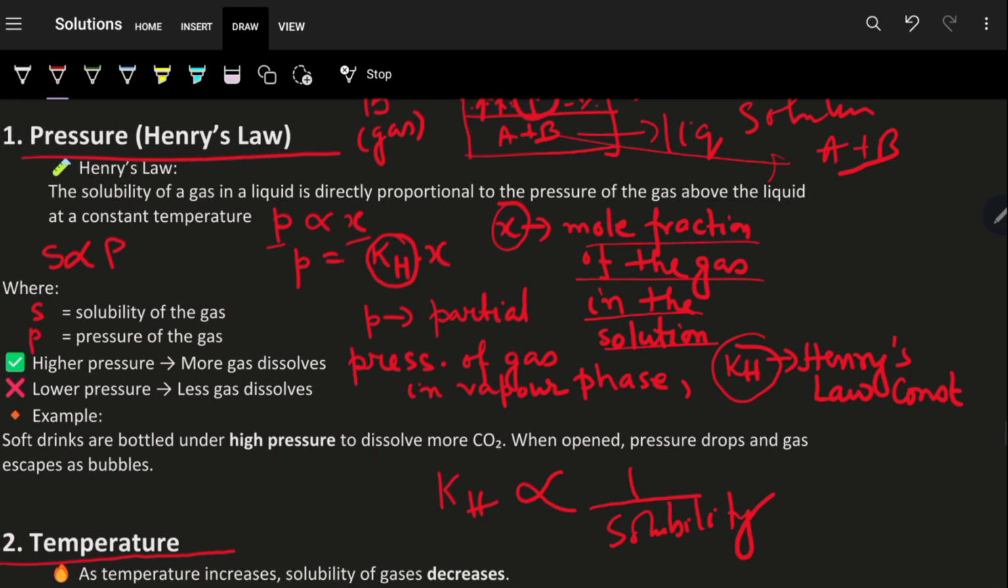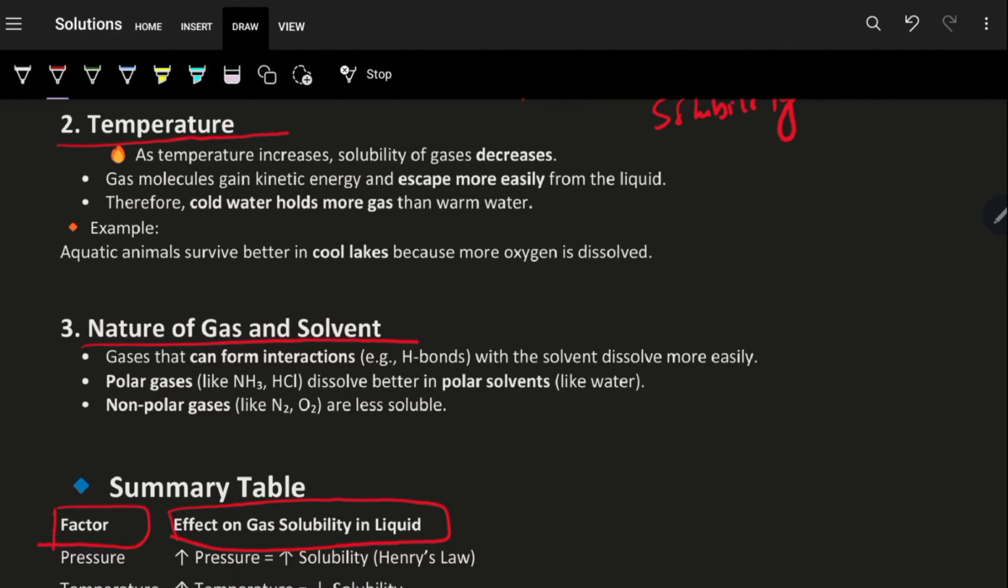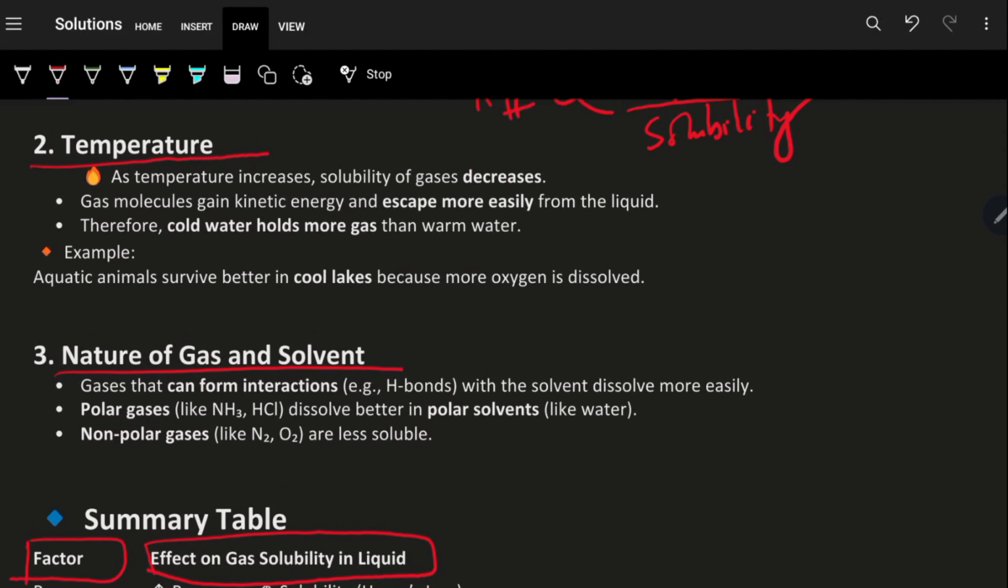So examples are soft drinks, I have already told you. Temperature: as temperature increases, solubility of the gas will decrease because gas particles are free to move. When you increase the temperature, you actually increase the kinetic energy of the gas particles, which helps to overcome the surface and escape out. Therefore, cold water holds more gas than warm water, and aquatic animals survive better in cool lakes because of more dissolved oxygen in it.